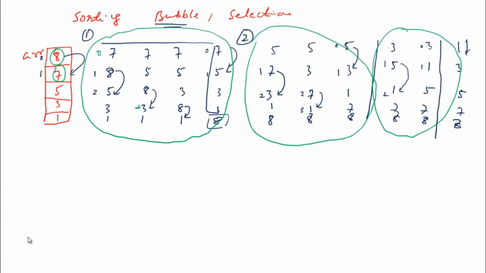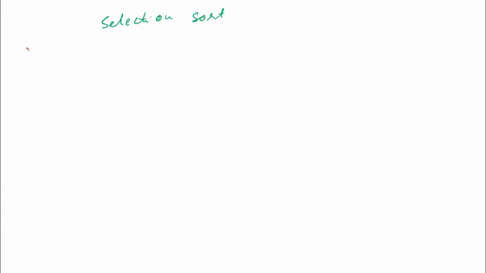Now selection sort. I will take the same data here. I have taken 8 7 5 3 1. So this is the array value. Now I want to sort in ascending order with the technique of selection sort. These are the indexes: 0, 1, 2, 3, 4.